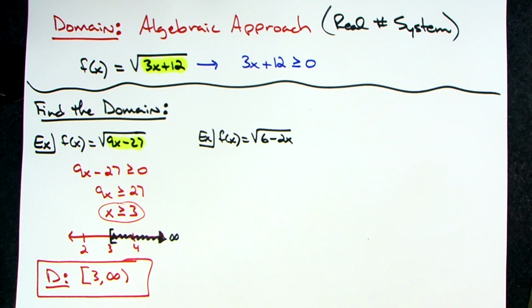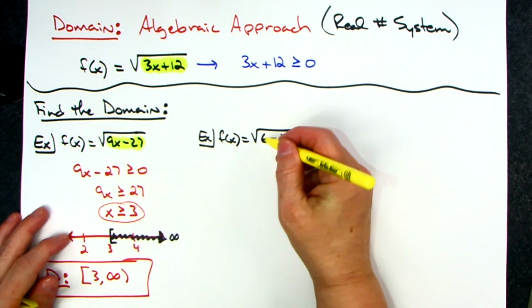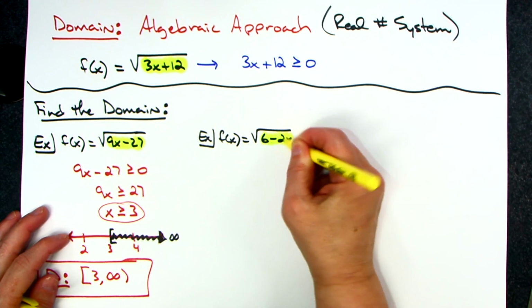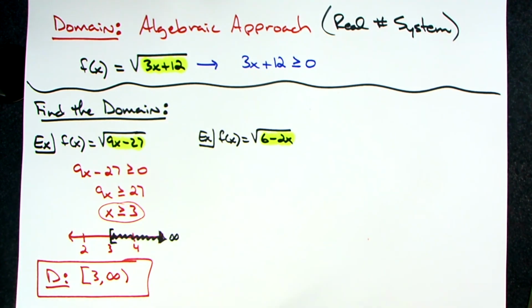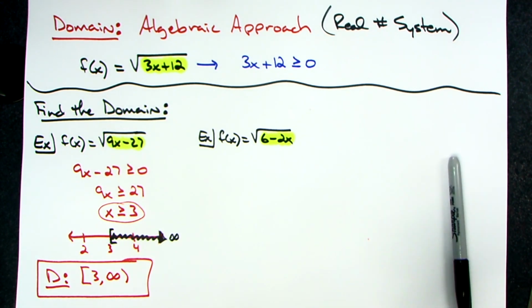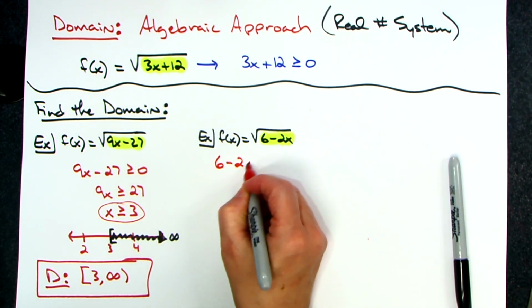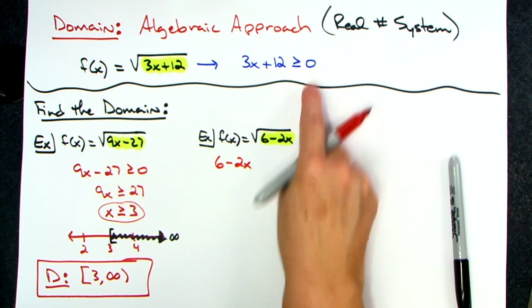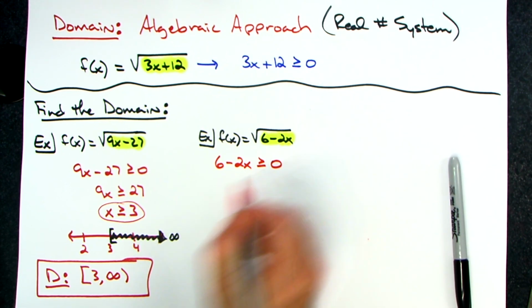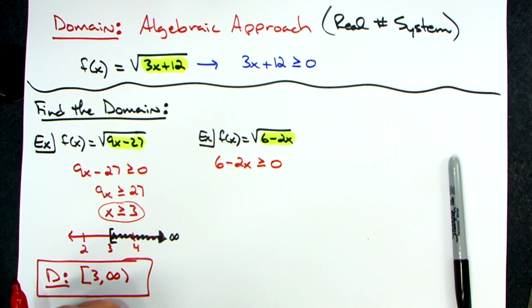All right, so basically it looks the same. Square root, something underneath. You're not going to know just by glancing at it that something funky might change our answer a little bit here. You're going to focus on what's underneath that radical. Just that. You're going to remove the square root sign. You're just going to have a 6 minus that 2x, and then greater than or equal to 0. And then again, we're just going to solve that inequality.